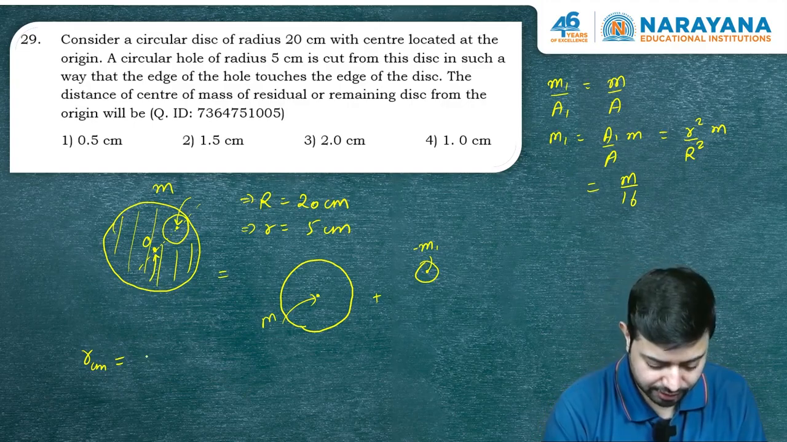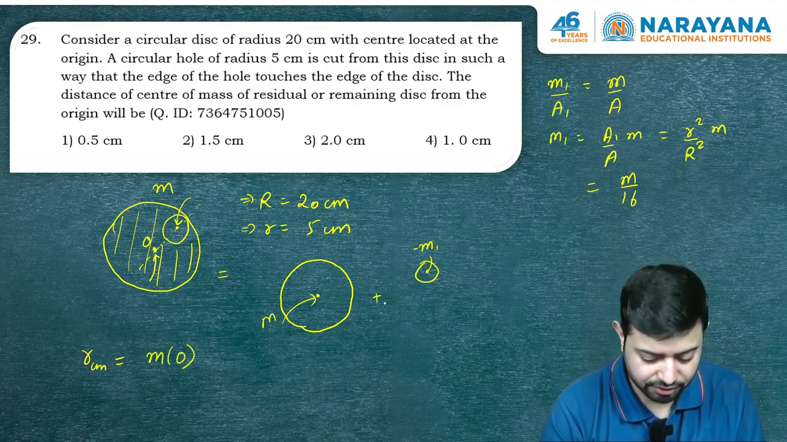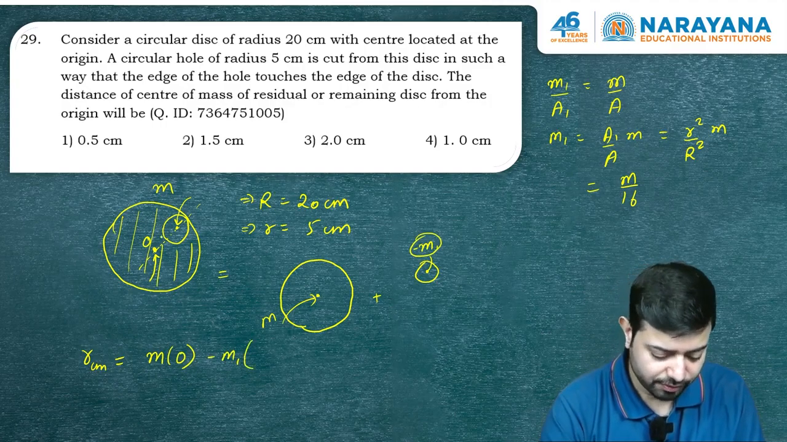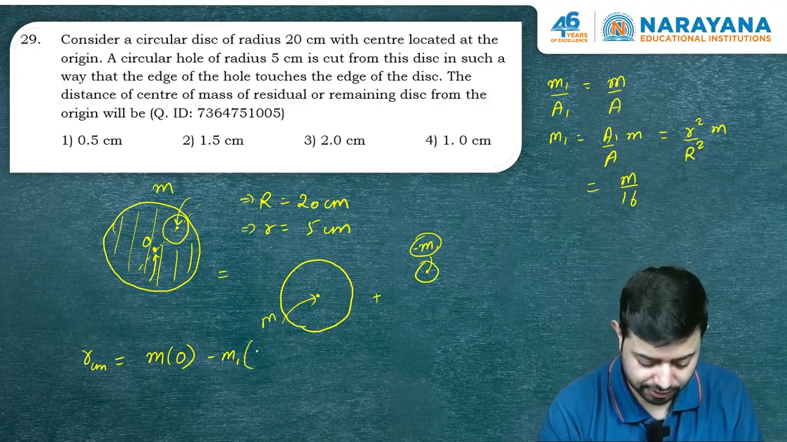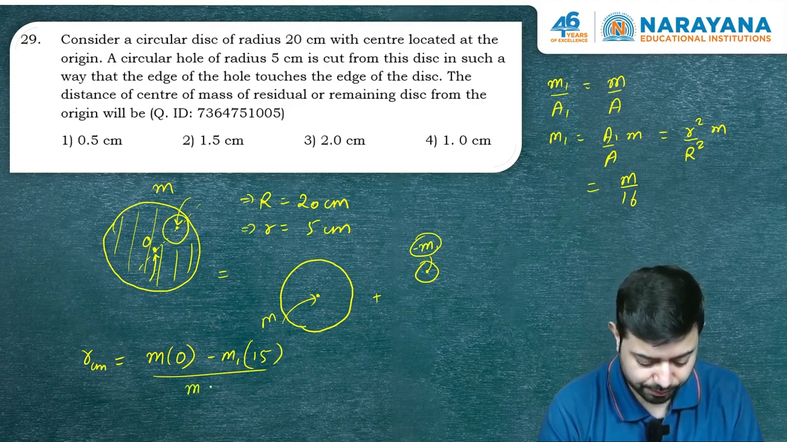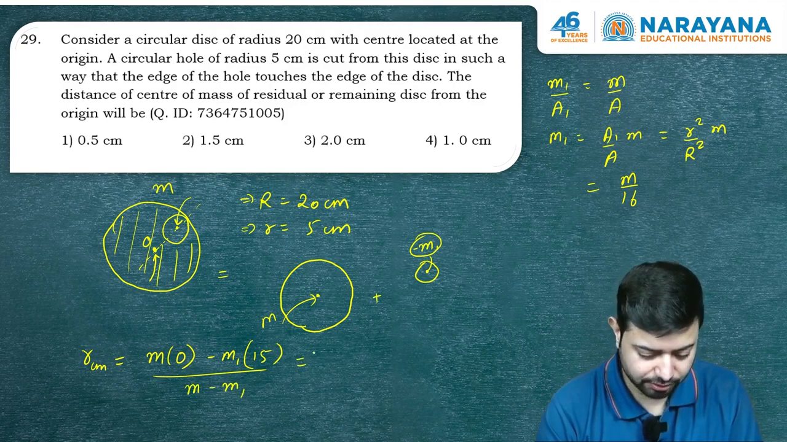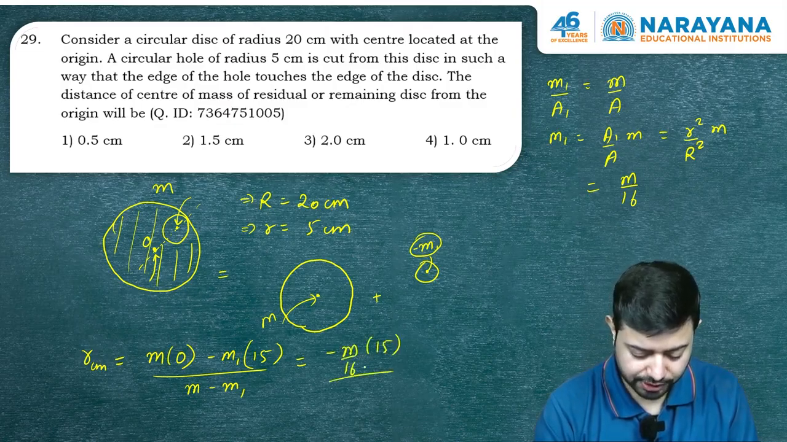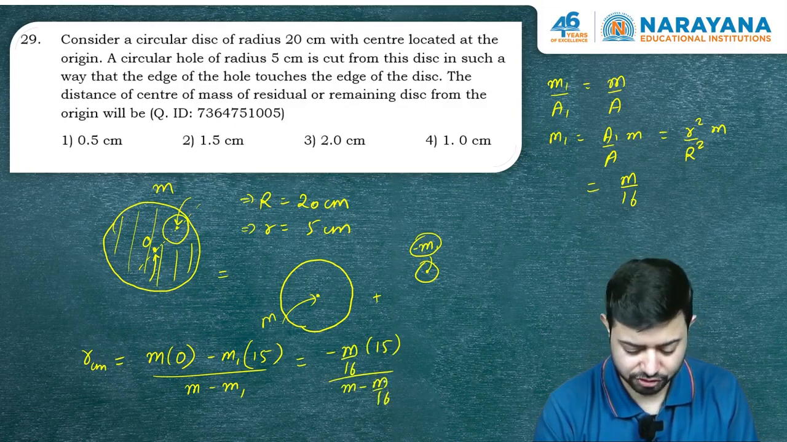So I will write it down as m into 0, and this mass is negative. So minus m1 into how much distance from the center? Well, it is going to be 20 minus 5, which is 15, divided by the total mass, m minus m1. What is this number? Let us see. The numerator is minus m1, which is m by 16, into 15, divided by m minus m by 16. So 16 minus 1 is actually 15.